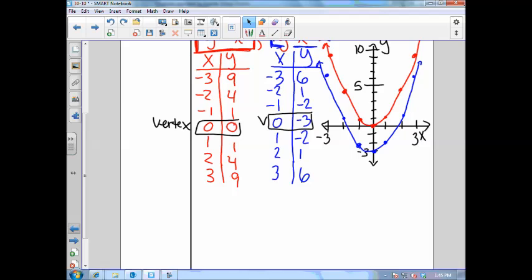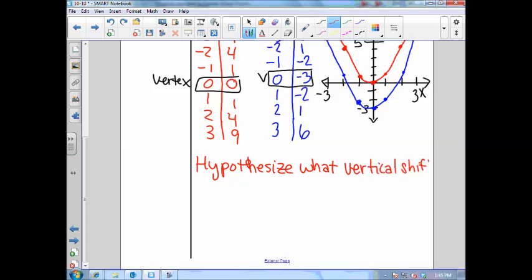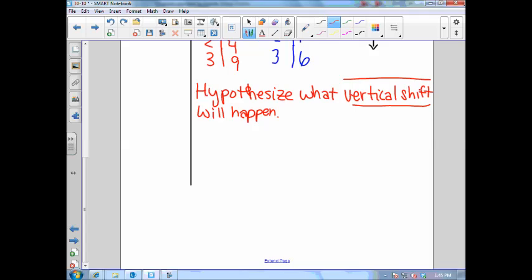Okay? So, let's make a prediction. Or hypothesize what, this is called a vertical shift. Vertical shift will happen. I'm going to give you a few equations, and without graphing, we can predict what will happen from the parent function. Can you put that down, please?